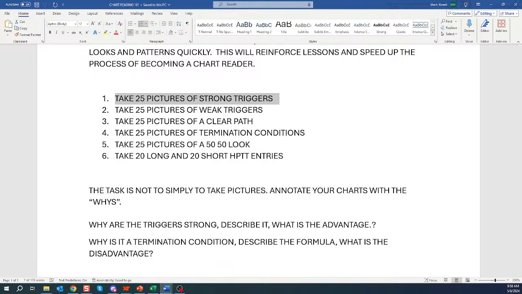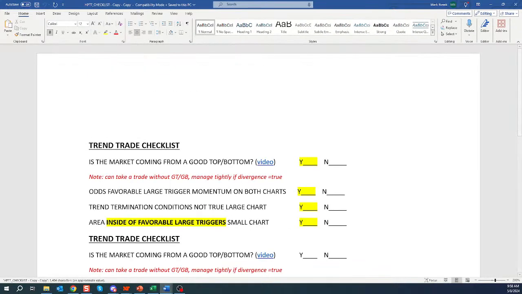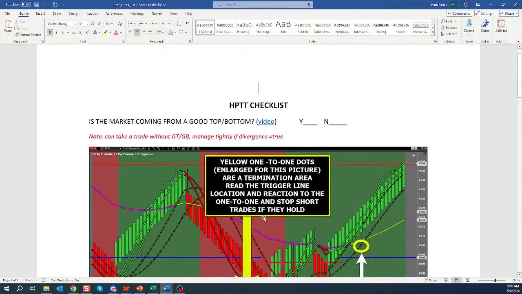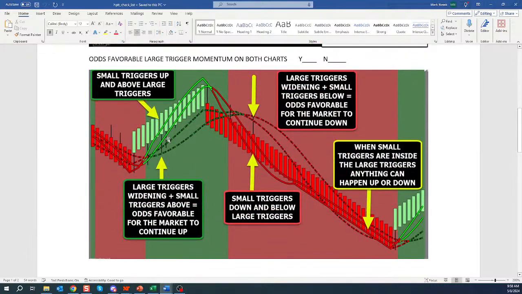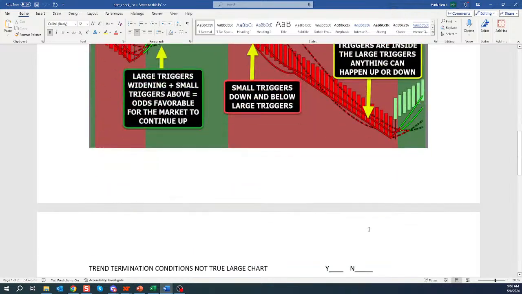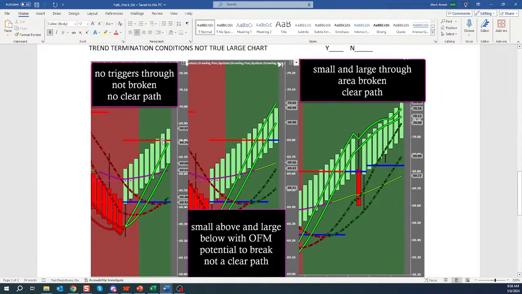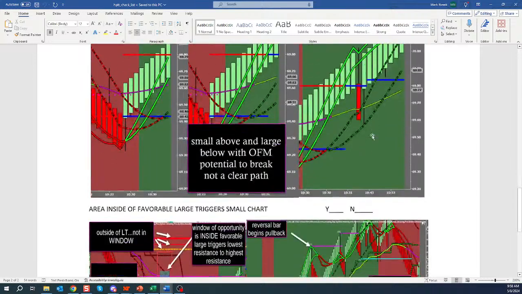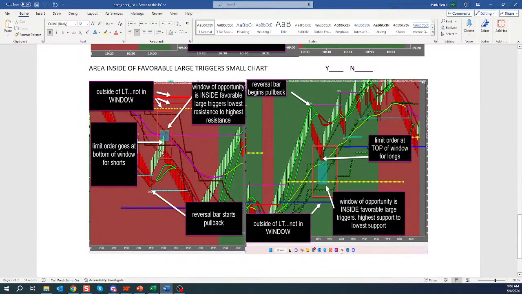together to create something. And I've created a high probability trend trade checklist that has pictures of what it means to have momentum, so you can use it as a little bit of a cheat sheet, what it looks like to have weak triggers, what it means to reach a termination condition, and what it means to have that termination condition broken, and then defining your entries. So what you can do is take that little high probability trend trade checklist with all the pictures and kind of check yourself and make sure that you have that understanding. So both of those just got dropped in the room for you.